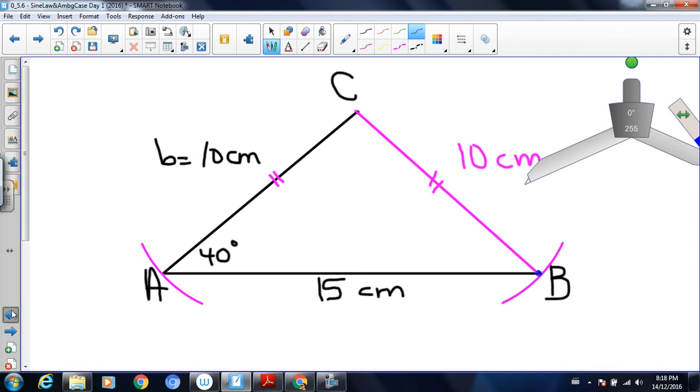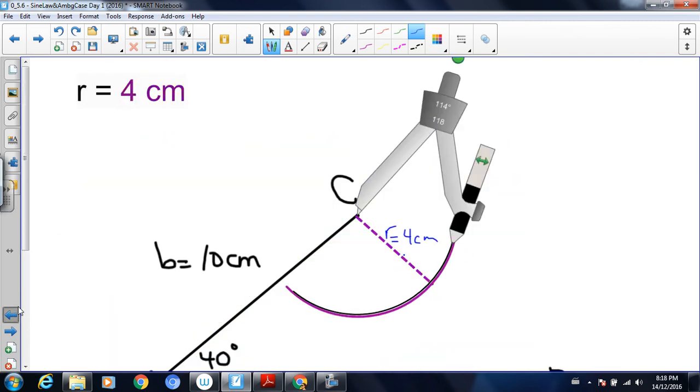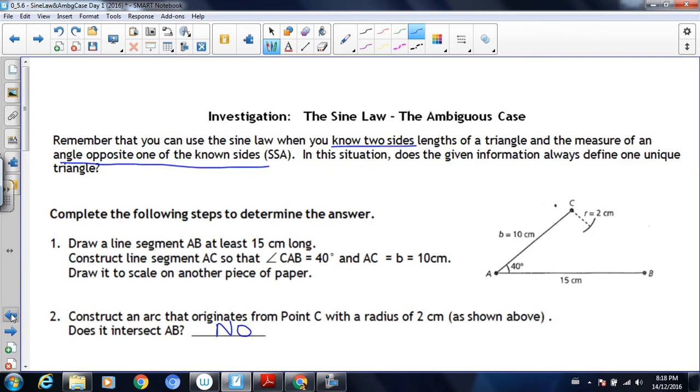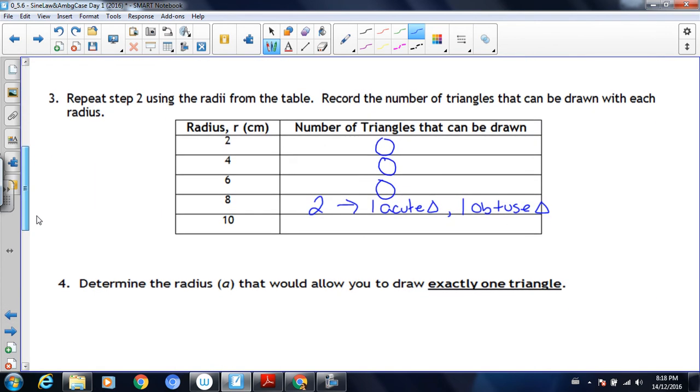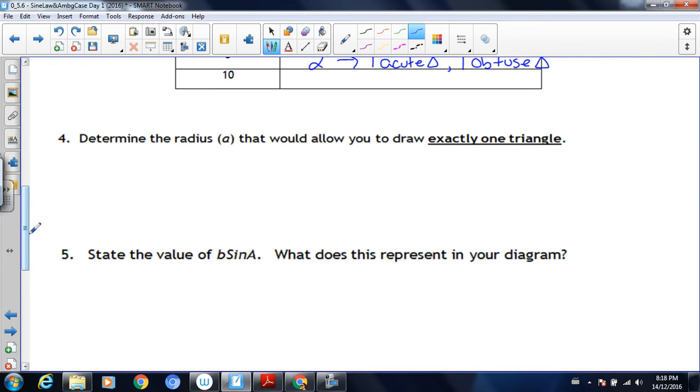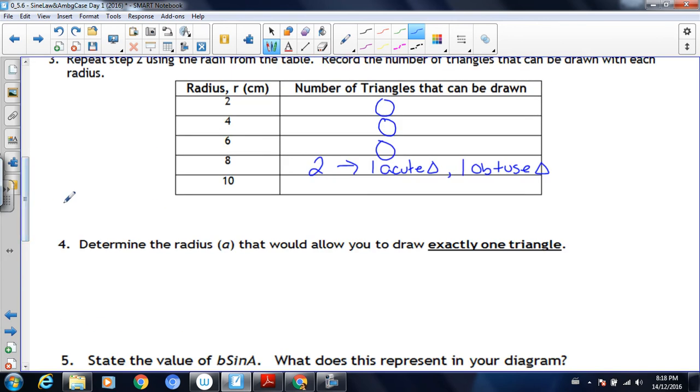So let's go back and fill this into our table. For 10 centimeter radius, we have one isosceles triangle. So we did our investigation.